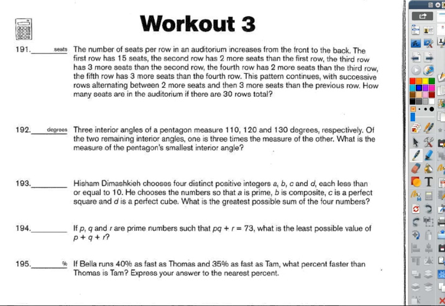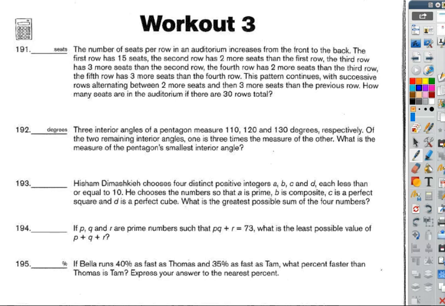We're going to take a look at this workout 3 from 2017. Problem number 1. So we have a number of rows. We have 15 seats in the first one, and then the second row has 2 more than the first row, and the third row has 3 more seats than the second row.